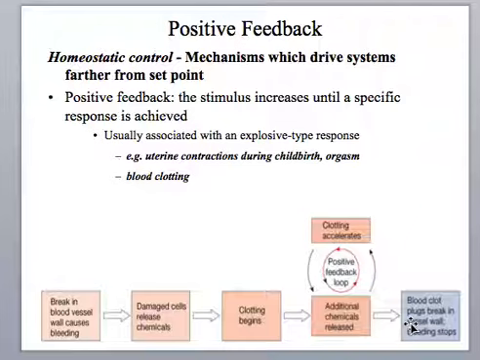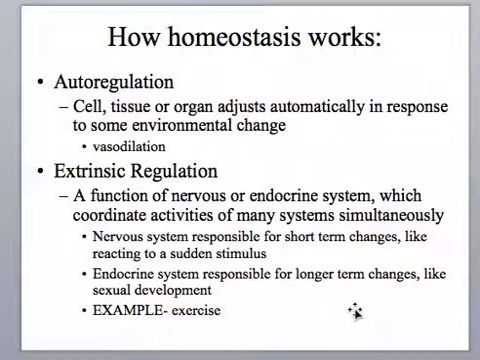You don't want this to take over, though. So a lot of these positive feedback mechanisms have some kind of an extrinsic regulation on top of them to help them from getting out of control. But they're very useful for this kind of response. So that's an example of a positive feedback where we've increased the stimulus that initiated the whole pathway.